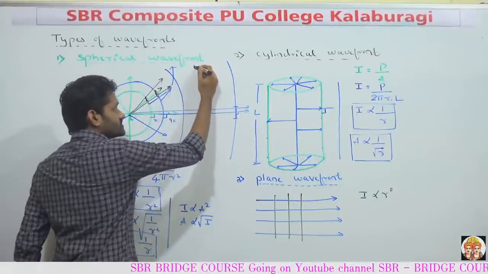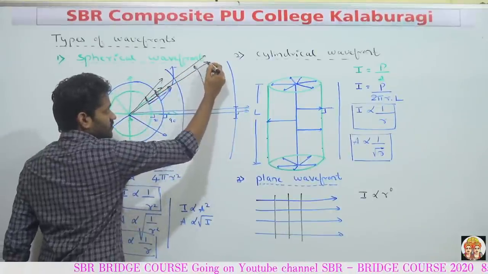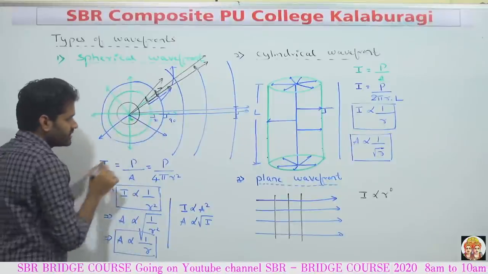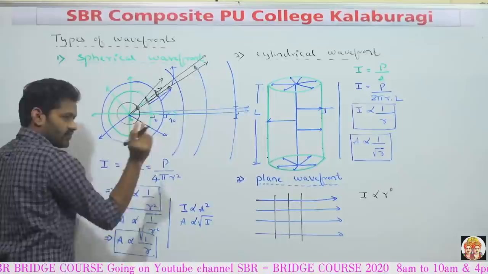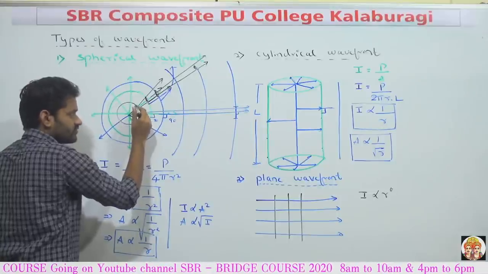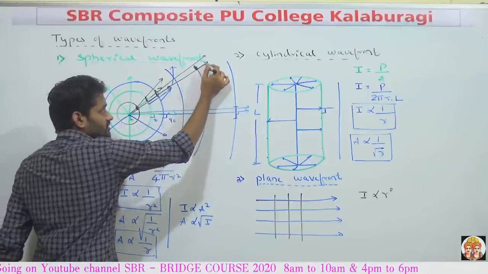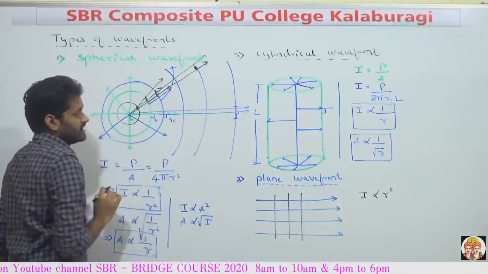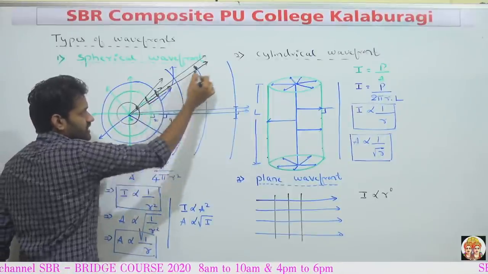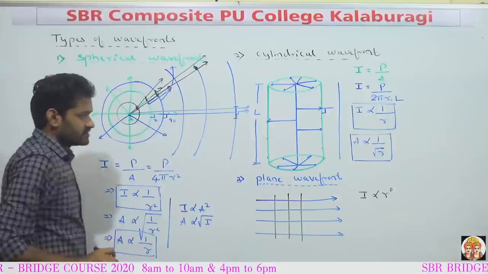Again, when you take the same area at this point, how many rays of light are passing here? Only 1. When you talk about the wave front very near to the source of light, we consider one small area. Maximum rays will pass through it when it is very near to the source. When you move away from the source, the rays passing through that area go on decreasing. So that's why intensity at this point is more than at this one. Only 1 ray is passing on this area, through this area 2 rays, through this area 3 rays. Similarly here also.